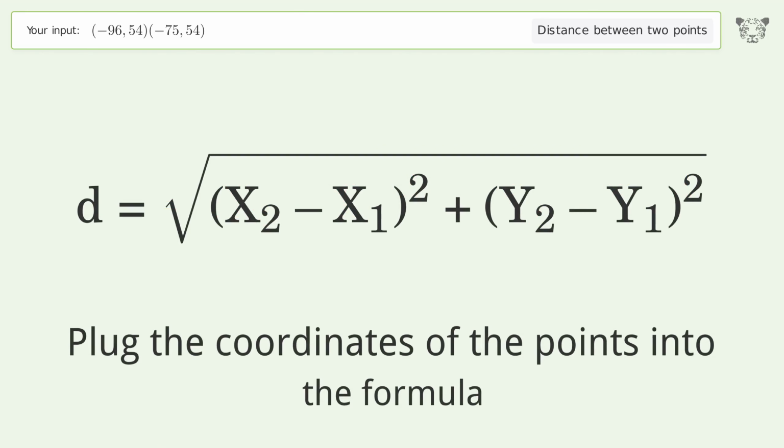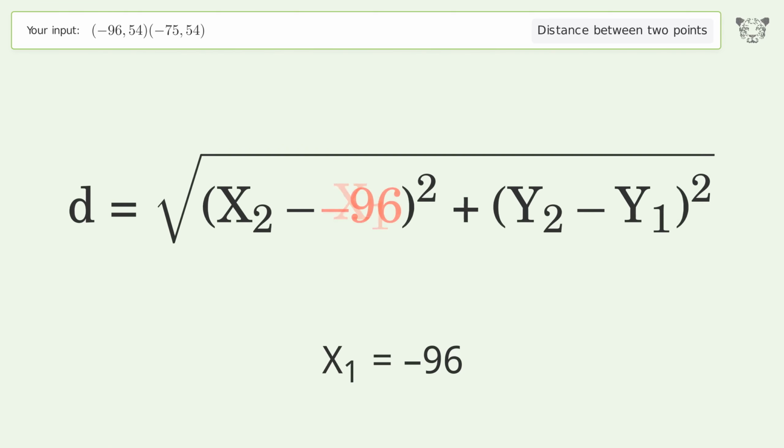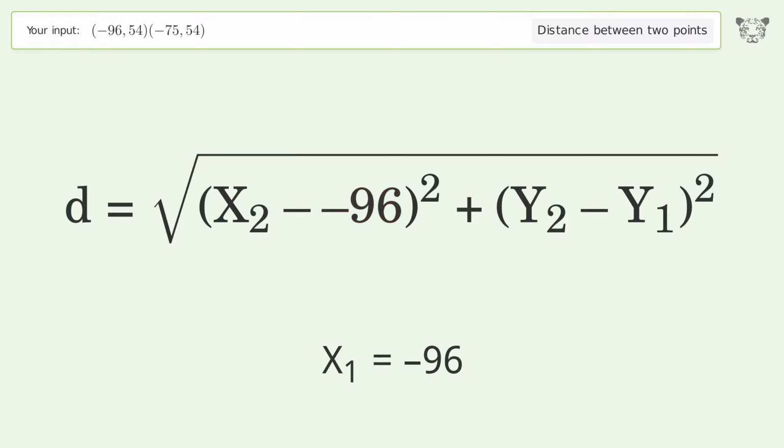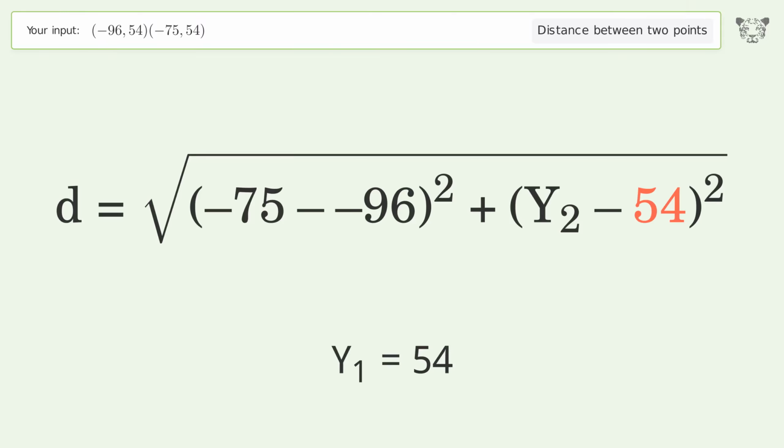Plug the coordinates of the points into the formula. x1 equals negative 96. x2 equals negative 75. y1 equals 54. y2 equals 54.